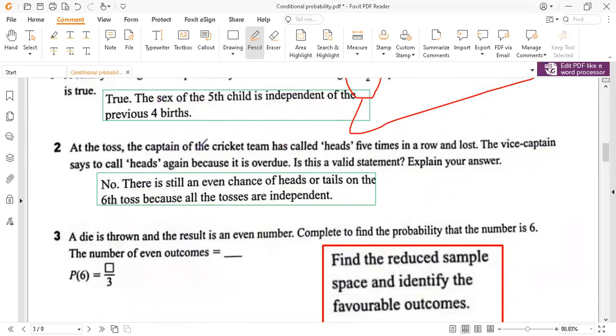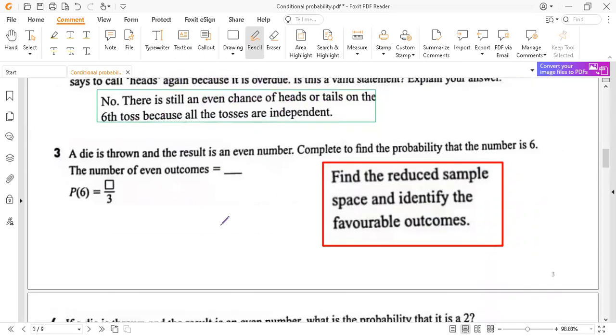At the toss, the captain of the cricket team has called heads 5 times in a row and lost. The vice captain says to call heads again because it is overdue. No, of course, this statement is not valid because there is still an even chance of heads or tails, because each toss is independent from the others.